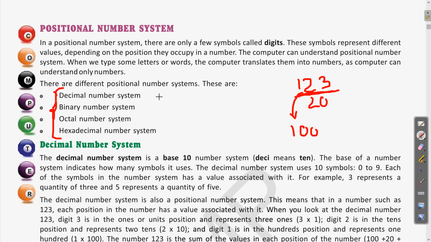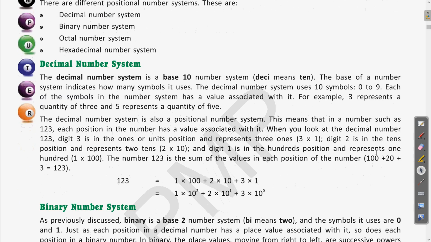Clear? And we see that there are 4 types: decimal, binary, octal and hexadecimal. Now we will see one by one what these types are and what the different symbols, digits, are which are used for making these number systems. So first is the decimal number system.